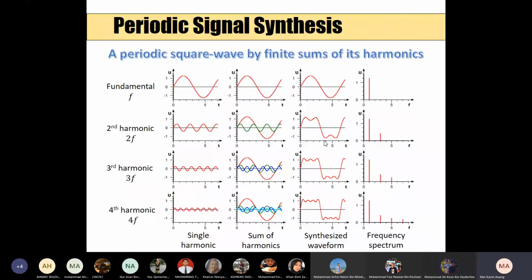A periodic square wave is a summation of harmonics. It starts with the fundamental signal, a sine wave. The second harmonic is a sine wave with a frequency of 2f. The third harmonic is a sine wave with a frequency of 3f, and the fourth harmonic has a frequency of 4f. On and on, you can sum it up infinitely to produce a square wave. This is an illustration, and this is the fundamental signal.